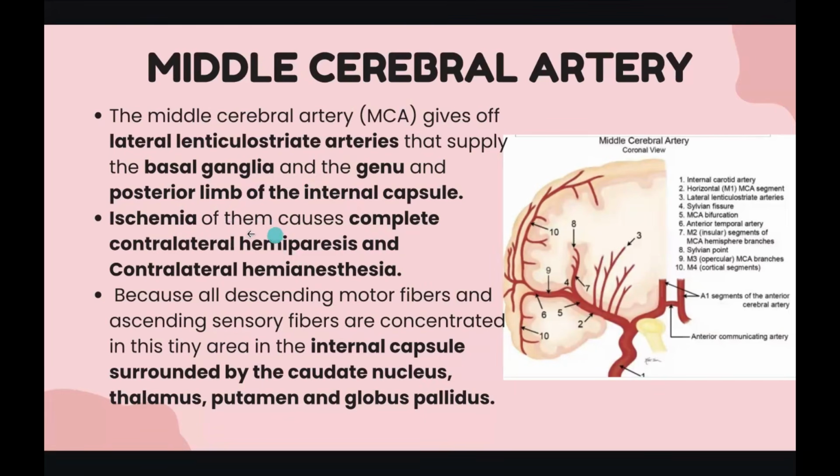Any ischemia that happens there will cause what? Complete contralateral hemiparesis and contralateral hemianesthesia. Because all the descending motor fibers and ascending sensory fibers are concentrated in that tiny area of the internal capsule, it will get affected. And around that internal capsule, it's surrounded by the caudate nucleus, the thalamus, the putamen, and the globus pallidus.